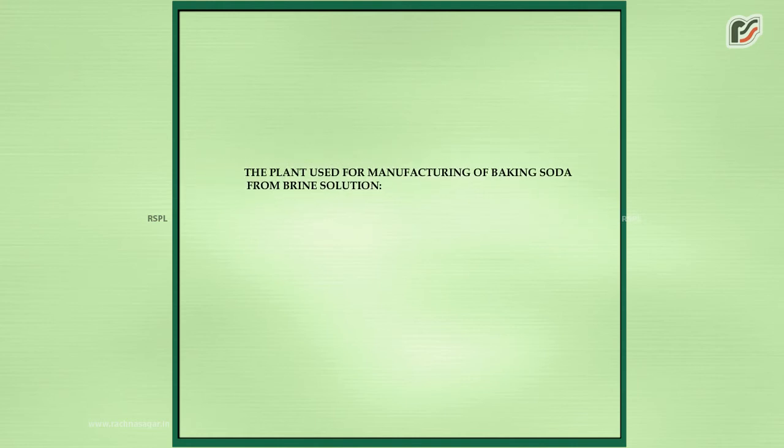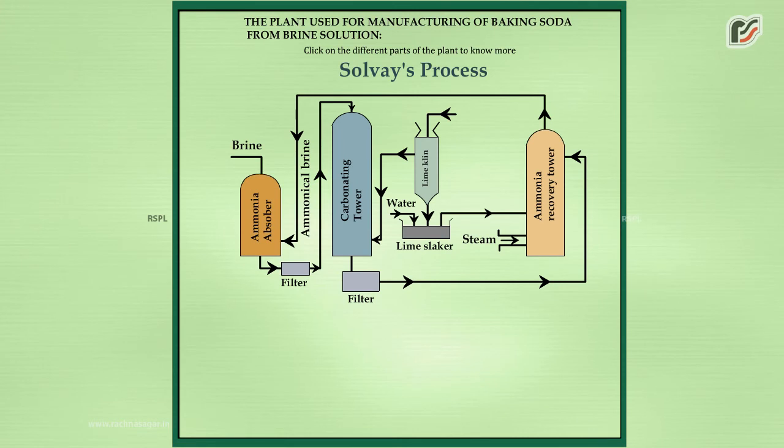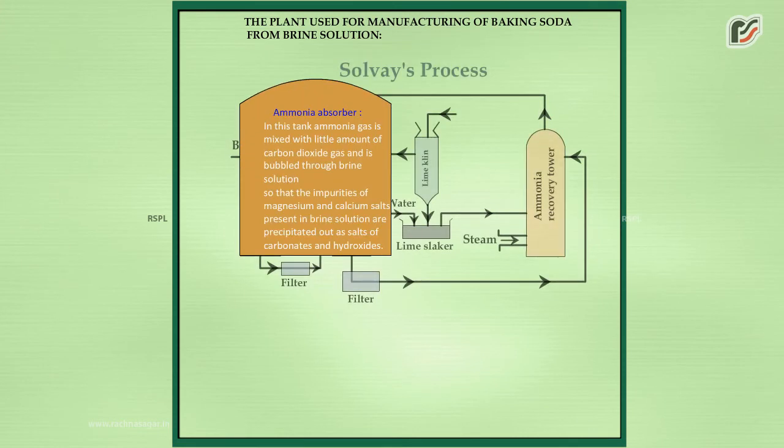The plant used for manufacturing of baking soda from brine solution. Ammonia Absorber. In this tank, ammonia gas is mixed with a little amount of carbon dioxide gas and is bubbled through brine solution, so that the impurities of magnesium and calcium salts present in the brine solution are precipitated out as salts of carbonates and hydroxides.